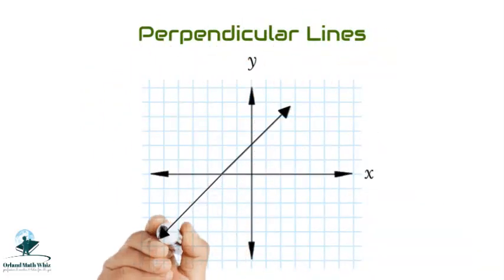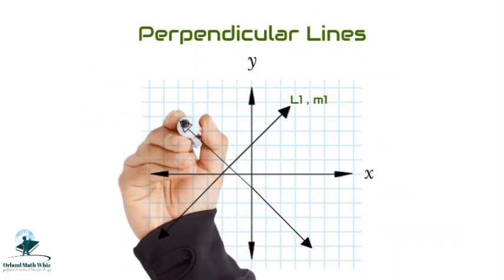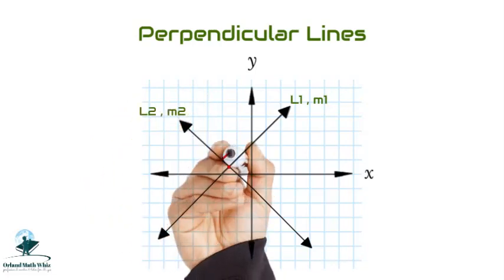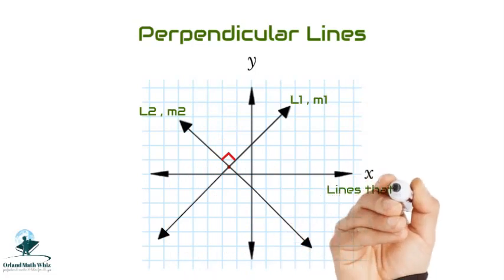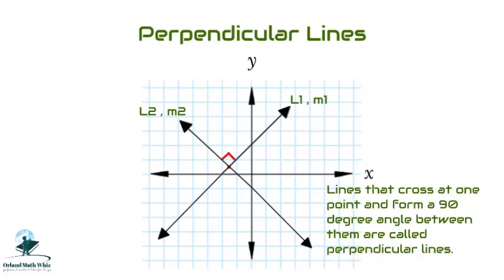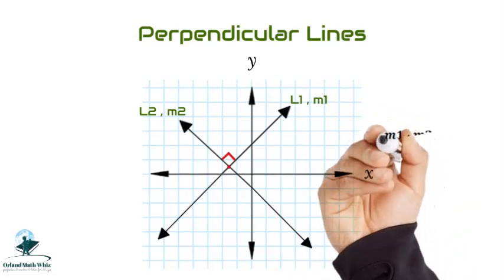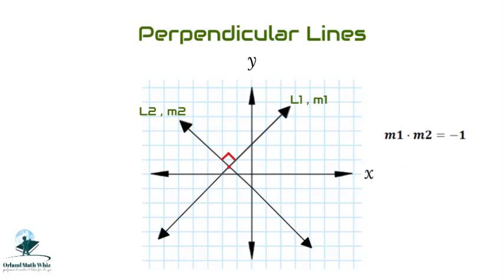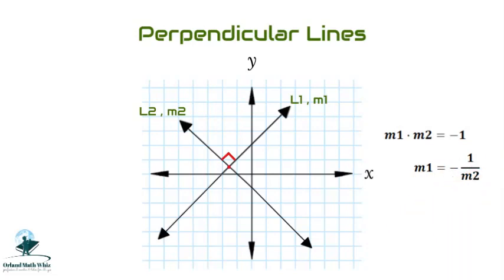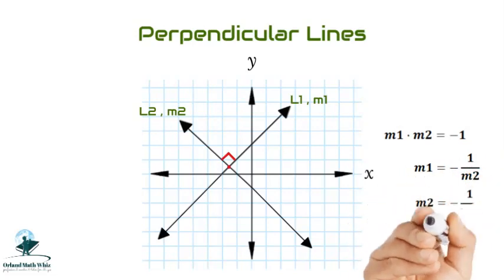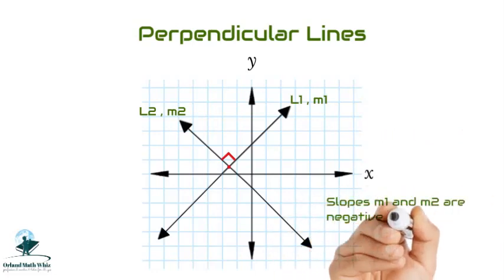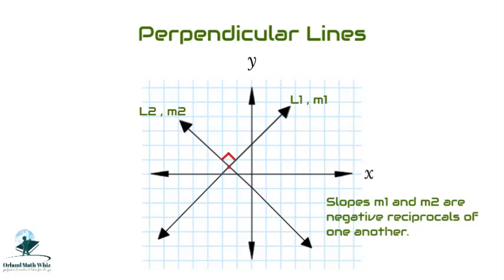Consider 2 coplanar lines L1 with slope m1 and L2 with slope m2. The 2 lines intersect at one point and form a 90-degree angle between them. Lines that cross at one point and form a 90-degree angle between them are called perpendicular lines. With perpendicular lines, m1 times m2 equals -1. Solving for m1 and m2, we see that m1 is equal to -1 over m2, and m2 is equal to -1 over m1. In other words, slopes m1 and m2 are negative reciprocals of one another.